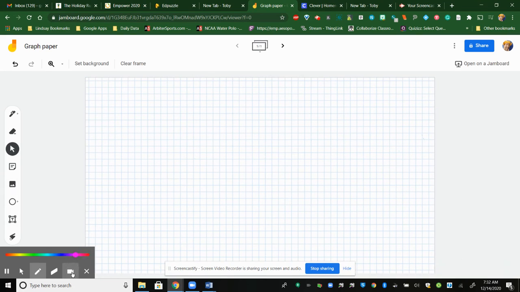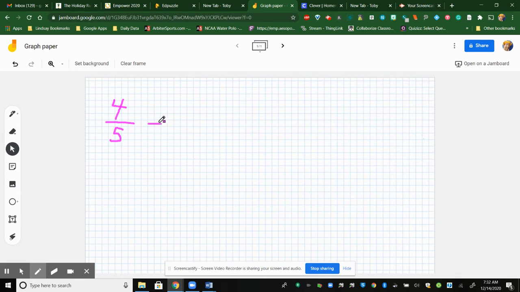Hey, so we're going to look at dividing a fraction by a whole number. So I'm going to write my fraction, let's go 4/5 divided by, let's say 3. Divided by 3, whole number 3.